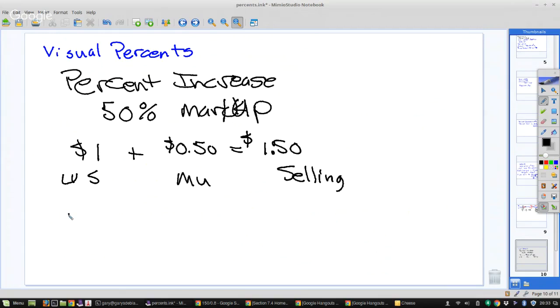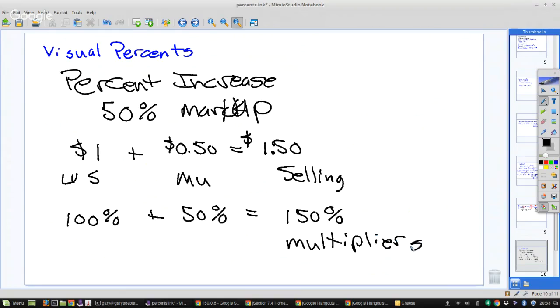So my wholesale price, that's 100%. That's what I started with. I have my markup as 50%. That means I sell things at 150% of what I buy them at. When I use 100% as a base and I add a certain percent to that, what I end up with here is what's called the multiplier.